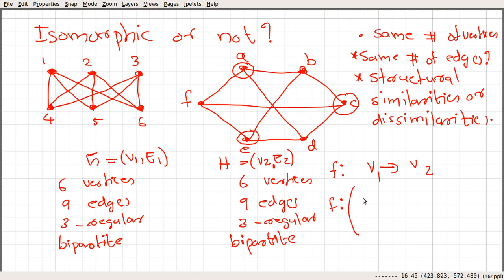will look something like this. Okay, so in the first row, let me put all the vertices of G: 1, 2, 3, 4, 5, 6. And one possible mapping is as follows. We map 1 to B, 2 to D, 3 to F and 4 to D.